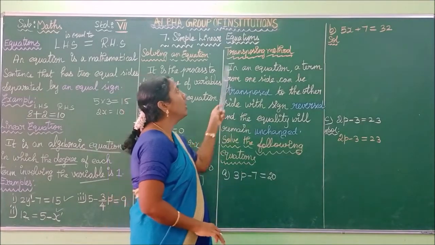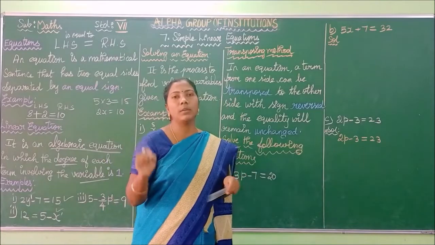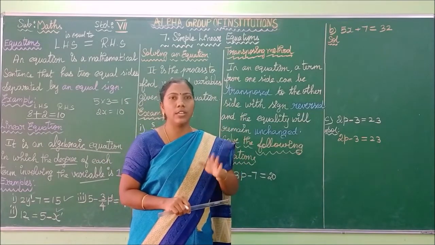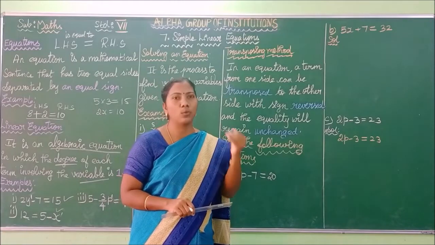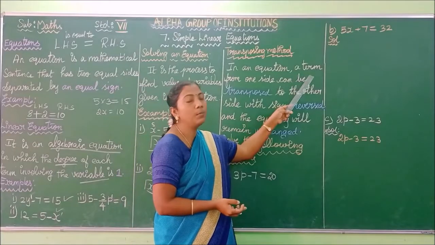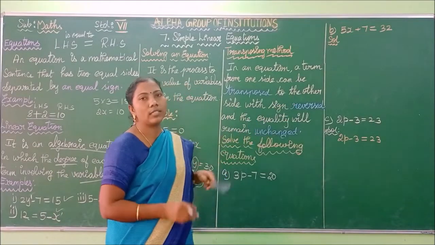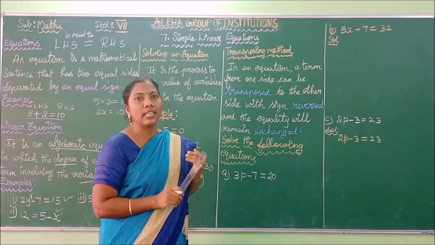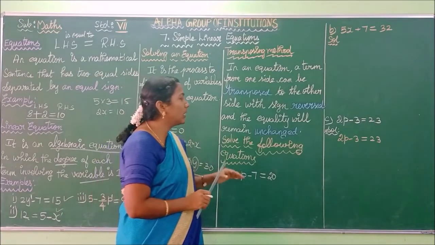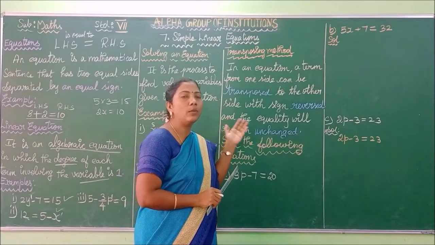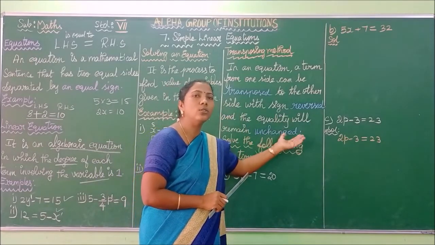Listen carefully. We are following the transposing method. What is meant by transpose? Transpose means we are transferring its position, that is, we are changing its position. We are changing the position of a term from one side to another side. I have already told you there are two sides: LHS and RHS. So in the process of finding the solution of the given equation, we bring one term from LHS to RHS or RHS to LHS.